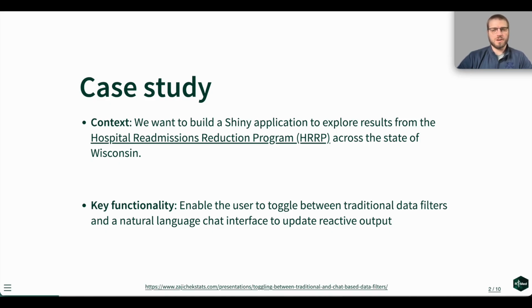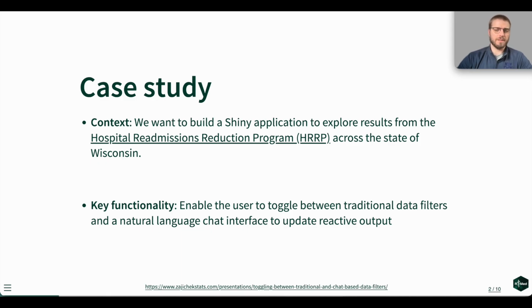And so the HRRP is a federal program by the Centers for Medicare and Medicaid Services that penalizes hospitals up to 3% of Medicare reimbursement for having excess readmissions in a few different disease cohorts like heart failure, COPD, acute myocardial infarction, and so on.